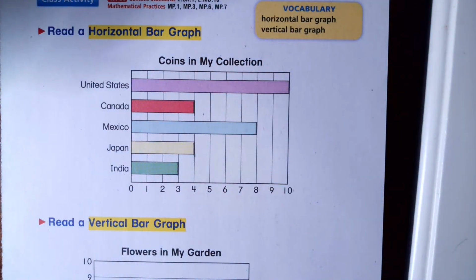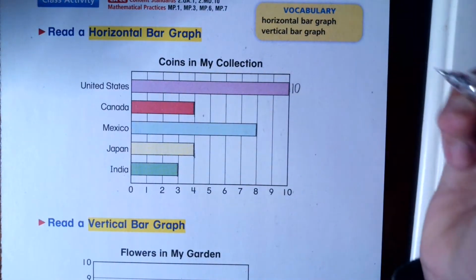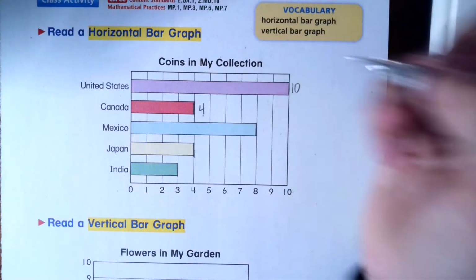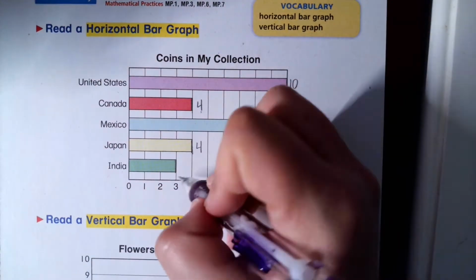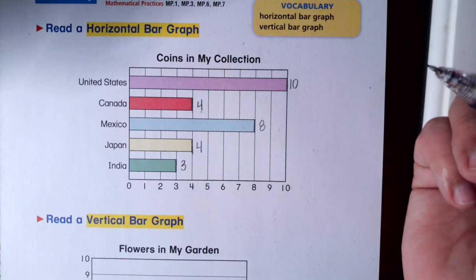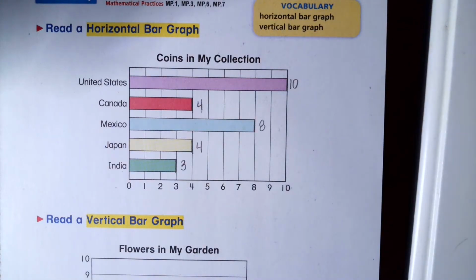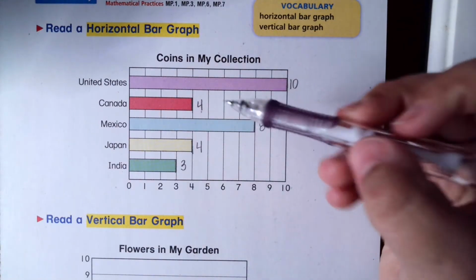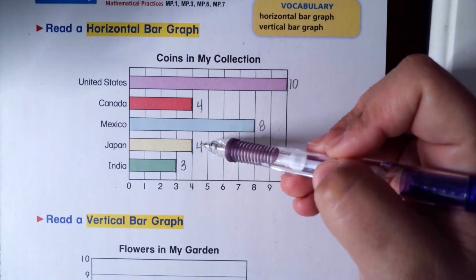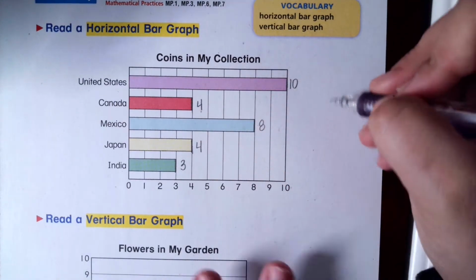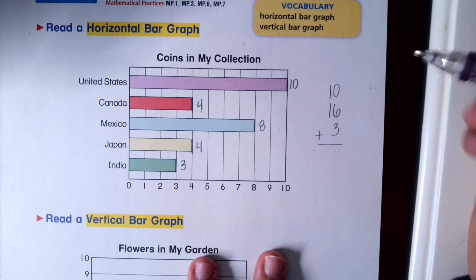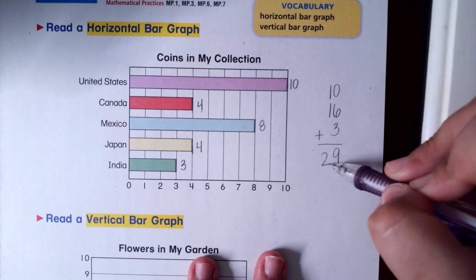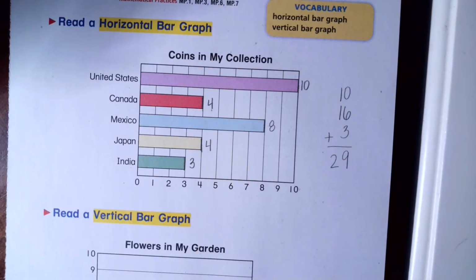I can find out how many coins total I have in this collection. I know I have 10 right there, 4 right there, 8 right there, 4 right there, and 3 right there. I can add up all these numbers to determine my total. I know I have 4 plus 4, which is 8. 8 plus 8, which is 16. So I have 10, 16, and I have 3. So I can add those up to get a total of 29 coins in my collection.